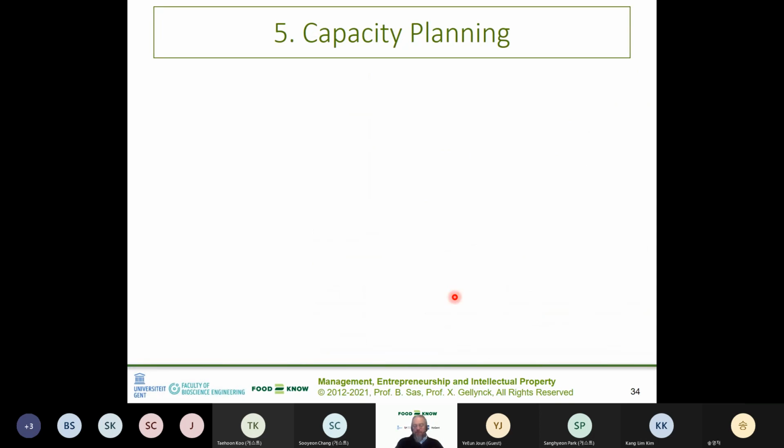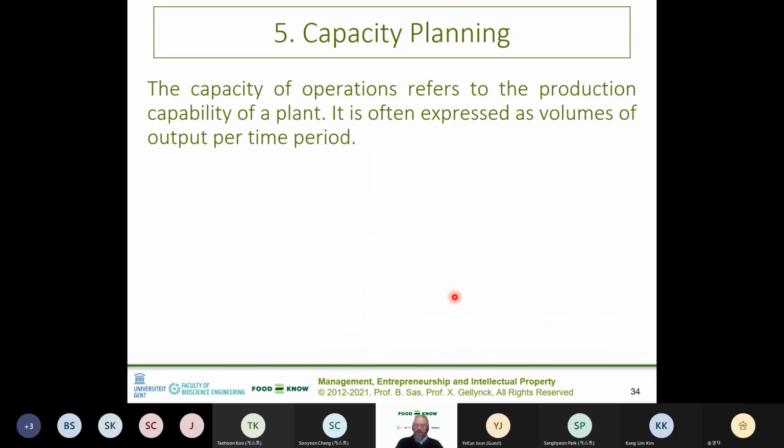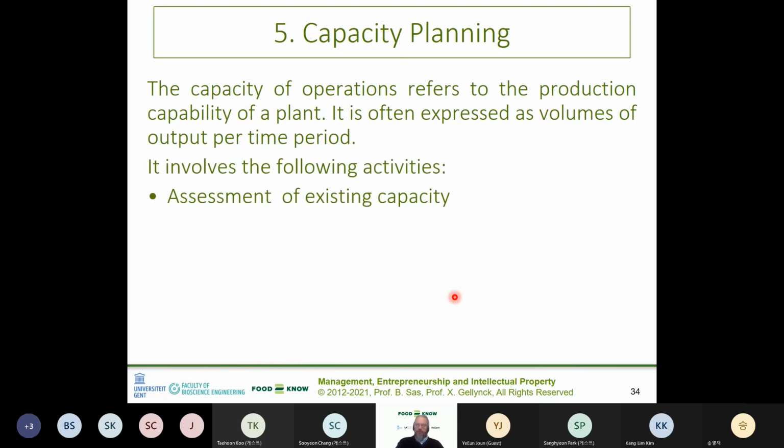Another important part is capacity planning. We discussed that already a little bit. It's looking at what amount of products or services need to be produced, and also what needs to be produced in the future. So you have to make sure that your capacity, from both a machine and also labor perspective, is accordingly, and also looking towards the future.